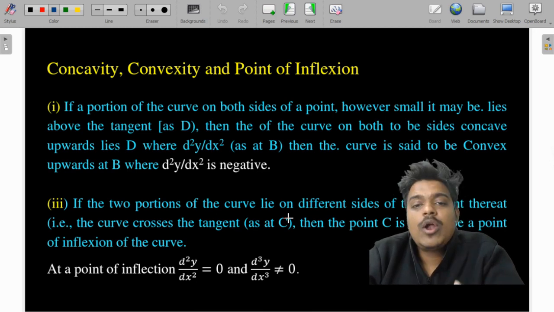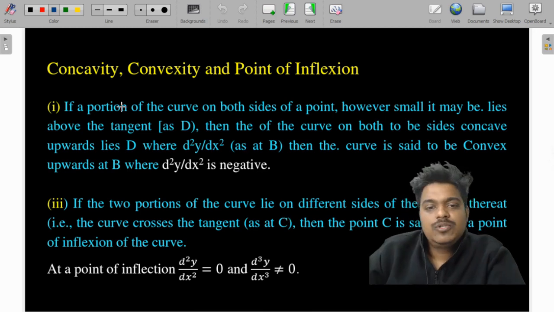What do you mean by concavity, convexivity and point of inflection? So I'll tell you what this means.